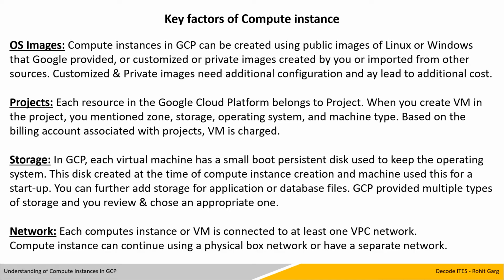Next is network. Each compute instance or VM is connected to at least one VPC, virtual private network. A compute instance can continue using a physical box network or can have a separate network. That means when you create a compute instance over the GCP environment, that instance can continue to use the default network, or you can create a separate network for that machine or a group of machines.